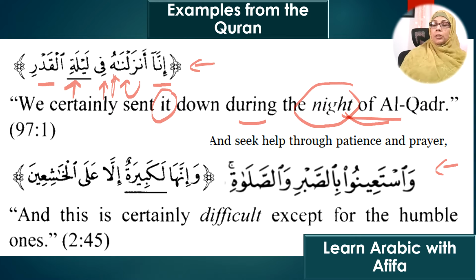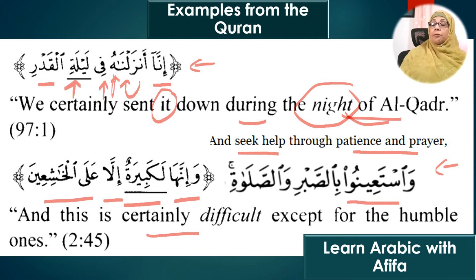Here's another beautiful verse: وَاسْتَعِينُوا بِالصَّبْرِ وَالصَّلَاةِ. Here, this is the verb. It means seek help through patience and prayer. وَإِنَّهَا لَكَبِيرَةٌ إِلَّا عَلَى الْخَاشِعِينَ. And this is certainly difficult except for the humble ones. Wa means and, innaha. Inna means surely, certainly, and ha is a pronoun we studied before. It is a feminine pronoun.